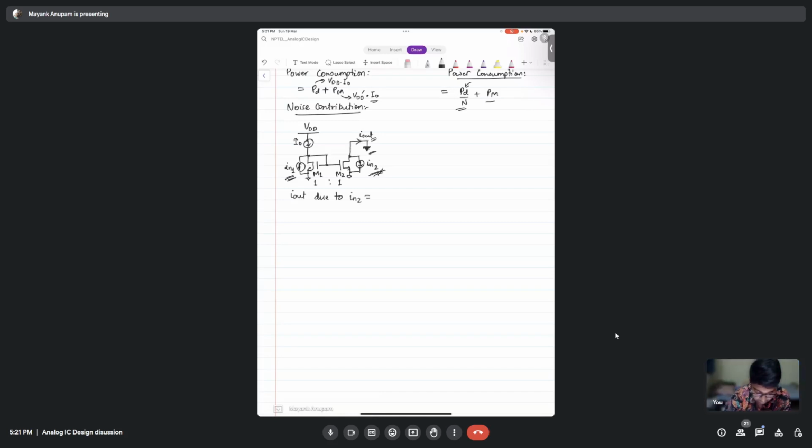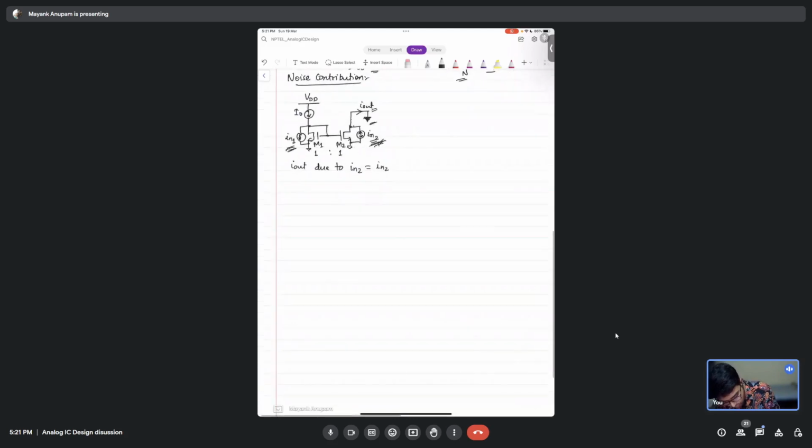That is IN2 only. Correct, because any current that is going simply flows into the ground. There is nowhere else. Ground is the shortest path, the least resistive path, so it will simply prefer to flow through that. Cool. Correct. Now what is I out due to IN1?